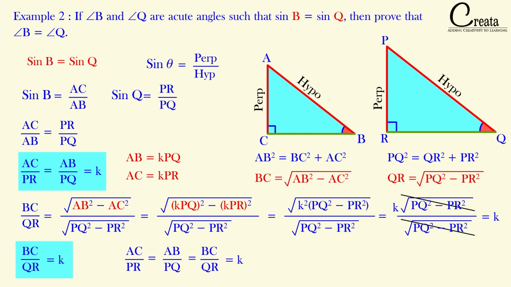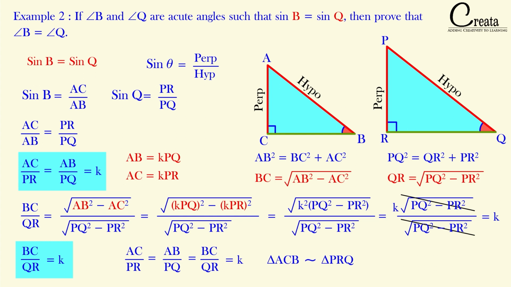Are you able to compare this with the concept of similarities we have done in chapter number 6? The theorem is 6.4. The concept in theorem 6.4 is that if for two triangles the ratio of the corresponding sides are equal, then the two triangles are similar to each other. Here the ratio of the corresponding sides are equal, it means both the triangles are similar to each other.